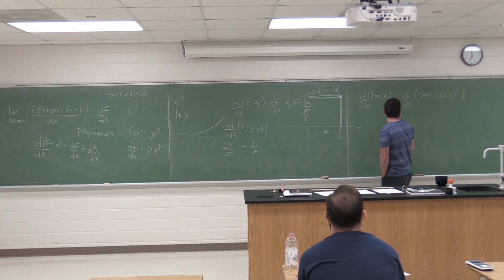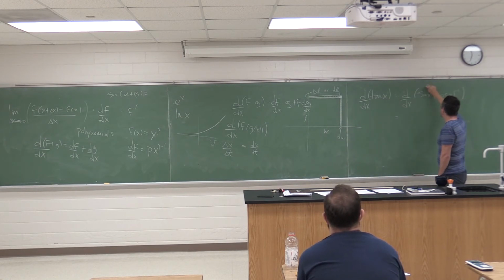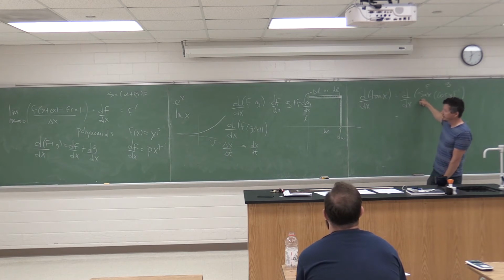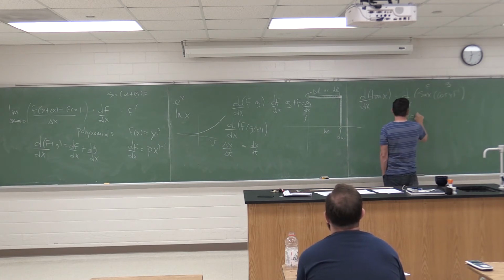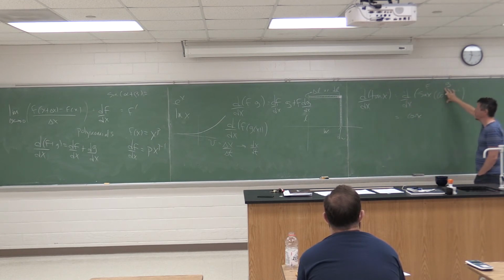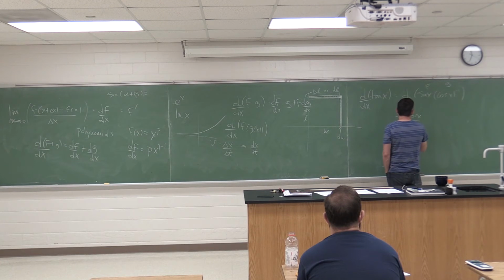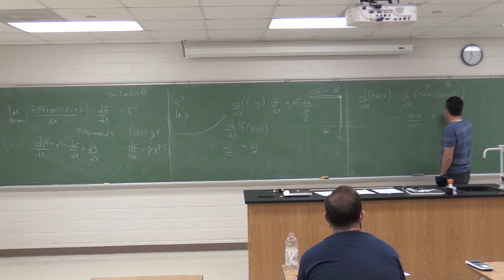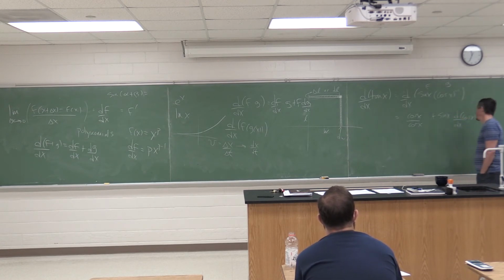So reading off from here, I get df dx. This is my f, and then this is g. Okay. So derivative of sine, cosine. And then we don't touch the g. So we just have a 1 over cosine coming along. And then we add in f times derivative of that.